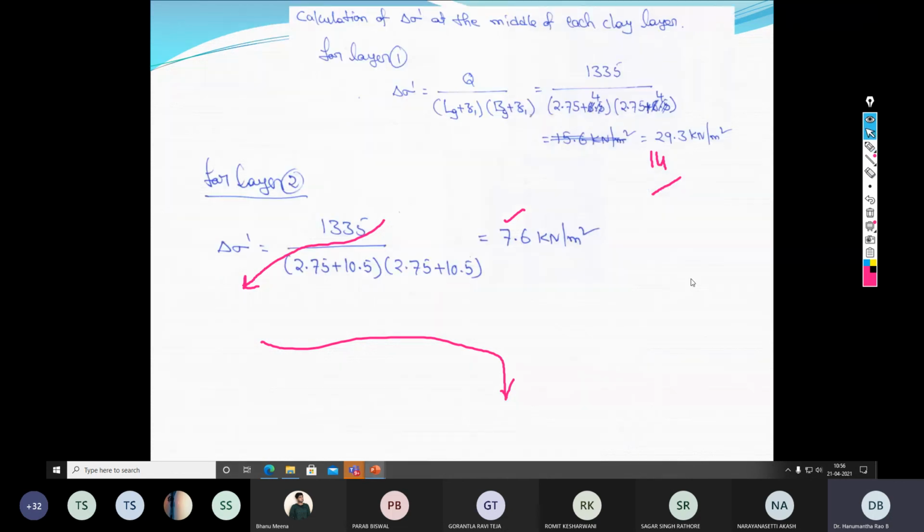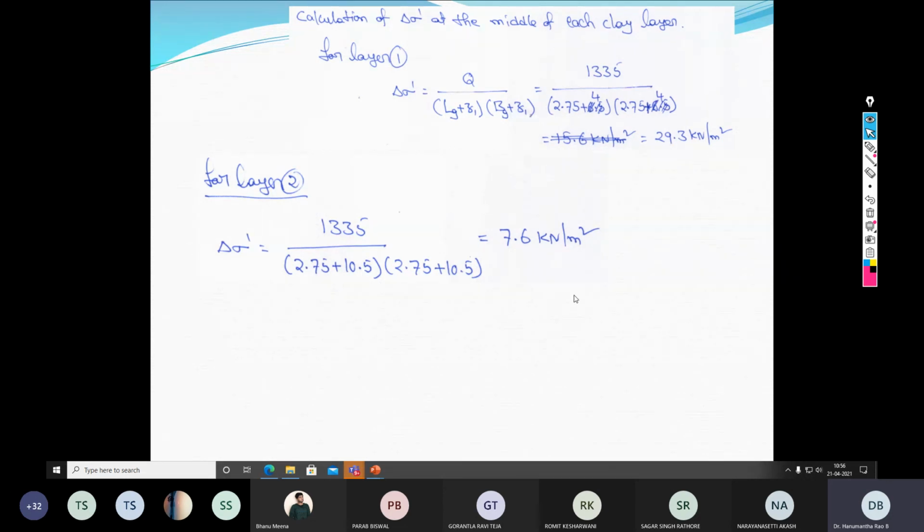Then the next step is how to calculate the delta sigma. So for layer number 1, load by area, so Q is given as 1335 by (L + Z1) into (B + Z1). So (2.75 + 4) into (2.75 + 4). So 29.3 kilonewton per square meter.